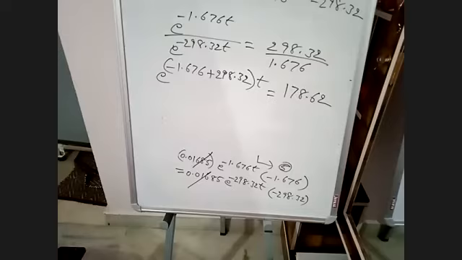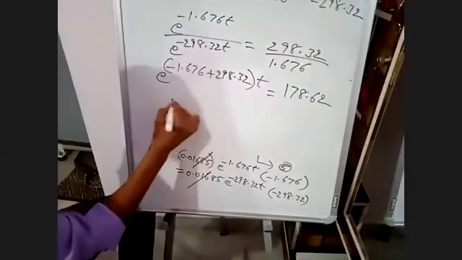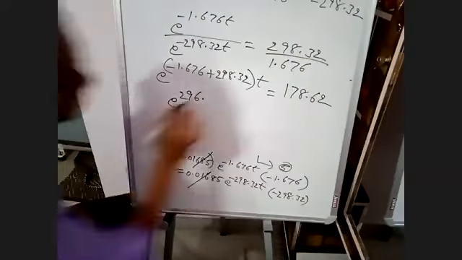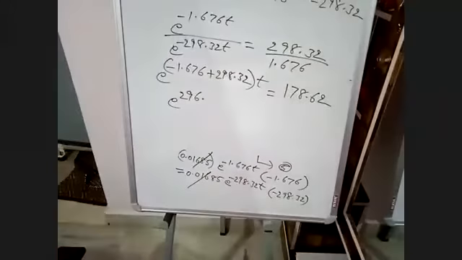What is this value? 298 minus 1.676, how much will you get? e power 296 point.